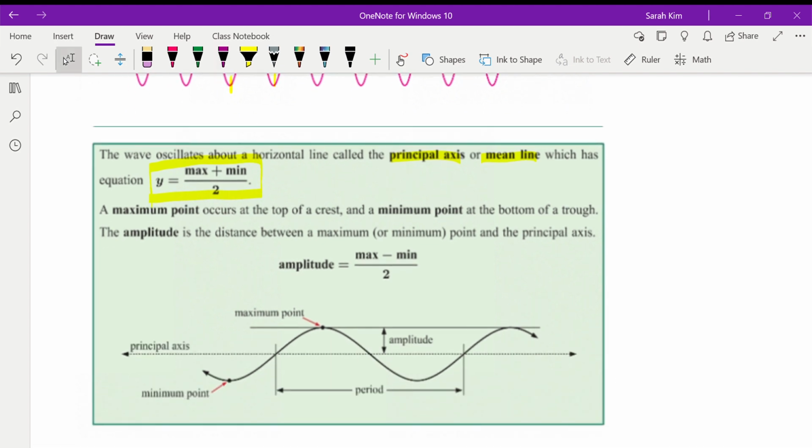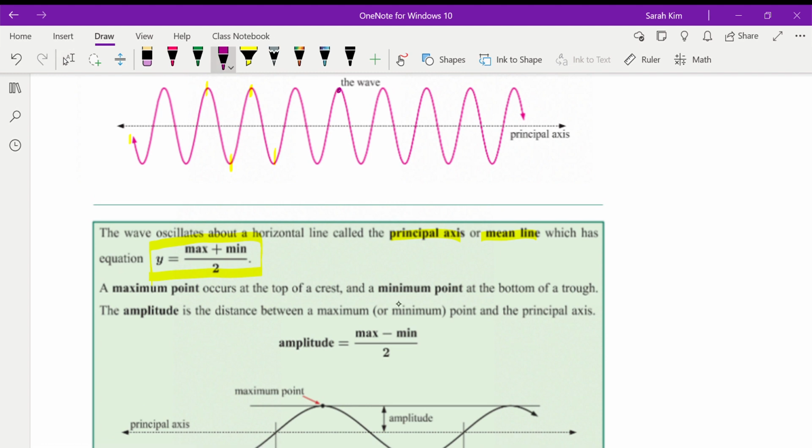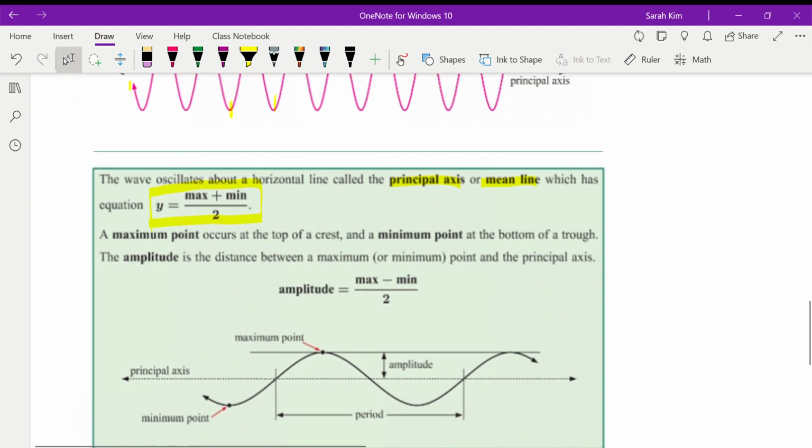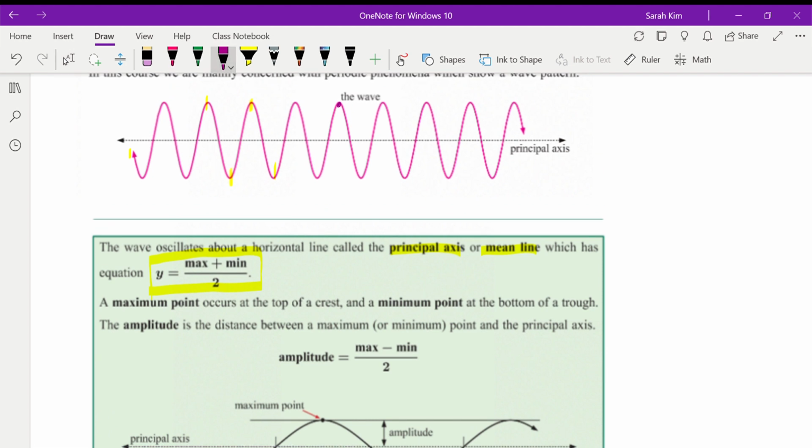The maximum point occurs at the top of the crest, so this is called a crest, and that's called the maximum at the top. The minimum point over here is at the trough, it's the bottom of the trough, and that's pretty simple. The amplitude is the distance between the maximum or minimum point and the principal axis. So what that means is from the principal axis, it's the distance to the top or the distance to the bottom. So not the whole distance.